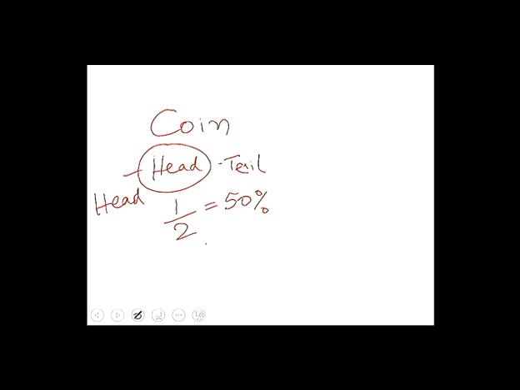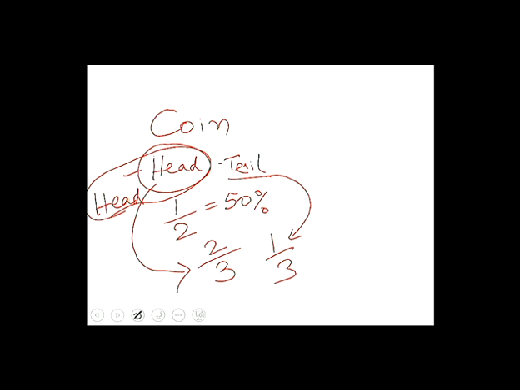It will be 2 over 3, because head is repeated 2 times and tail is repeated 1 time, and the total number of possibilities is 3, right? So the probability of picking head will be 2 by 3, and the probability of picking tail is 1 by 3. Okay, let's say I'm talking about a coin with 3 sides, whose 2 sides are called head and 1 is called tail. Of course, we do not have any such coin, but just for the sake of example.